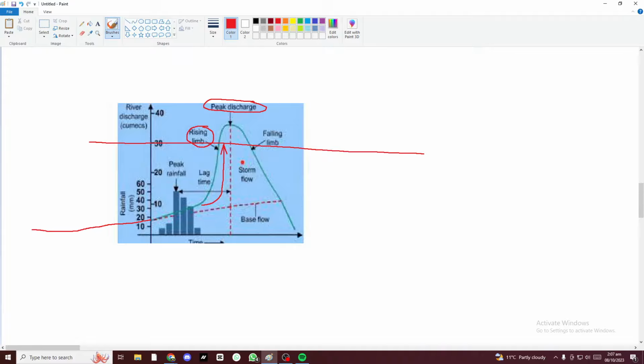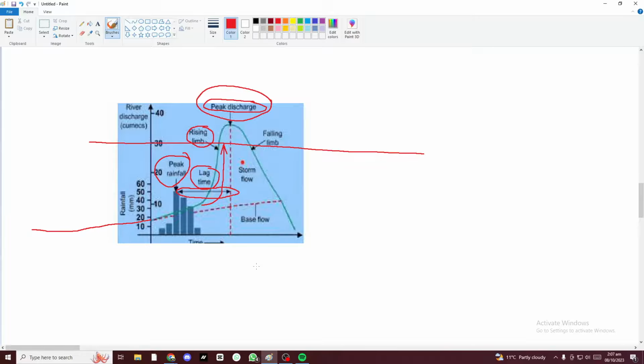Okay, now we have lag time right here. Lag time is just the time between the max rainfall and max discharge. So to calculate lag time, you look at the time of the peak rainfall or maximum rainfall and the time of peak discharge. This time in between these two things is the lag time. A shorter lag time will result in a steeper rising limb. A longer lag time will result in a shallower rising limb.